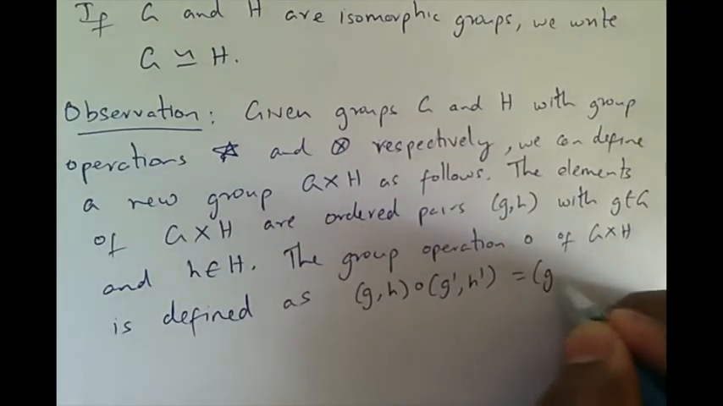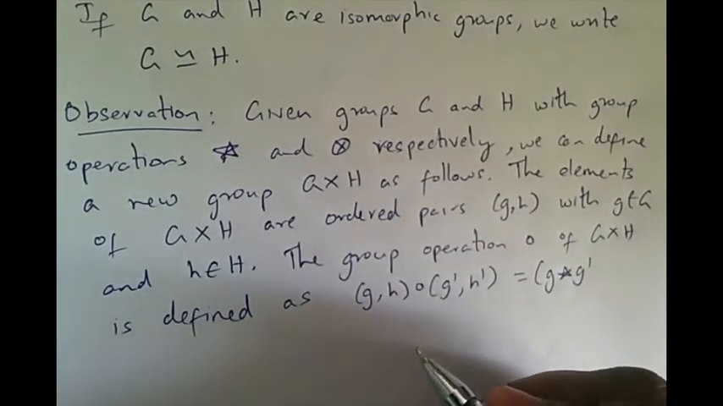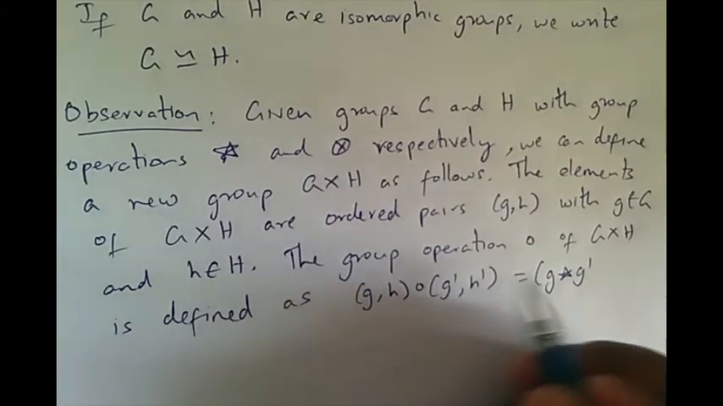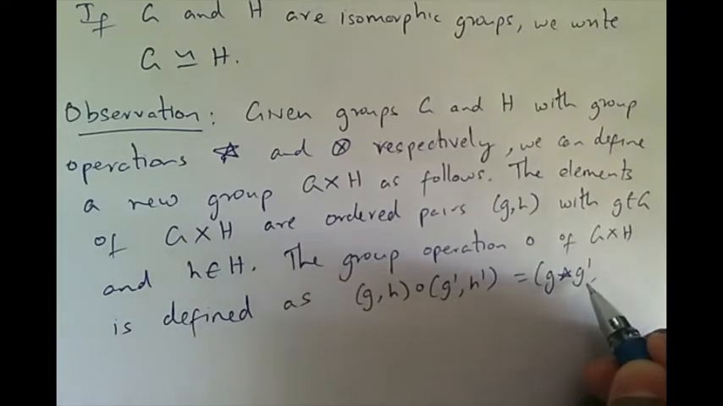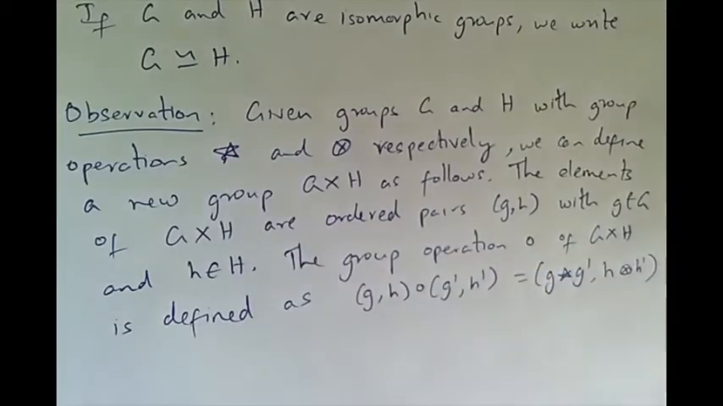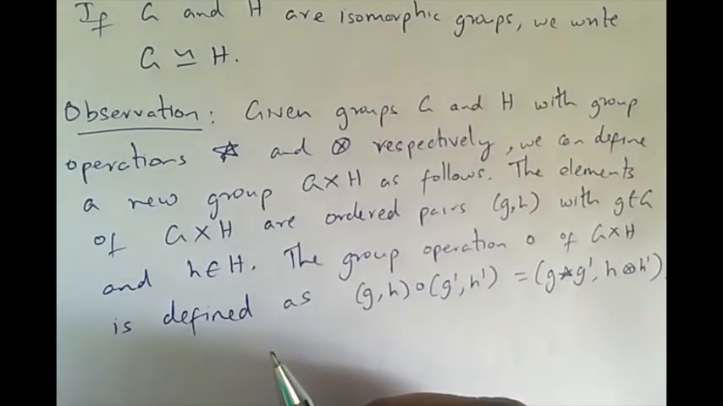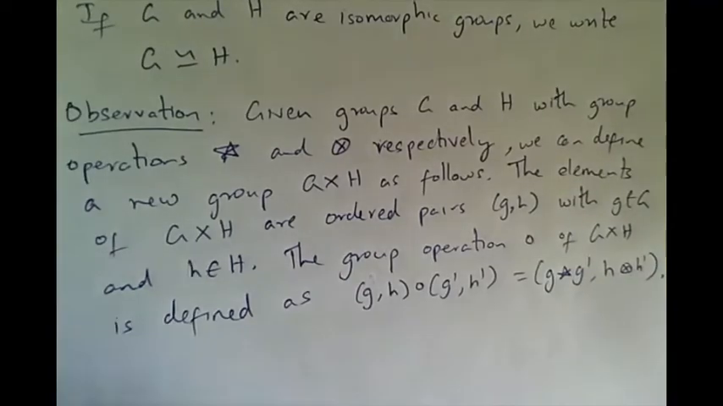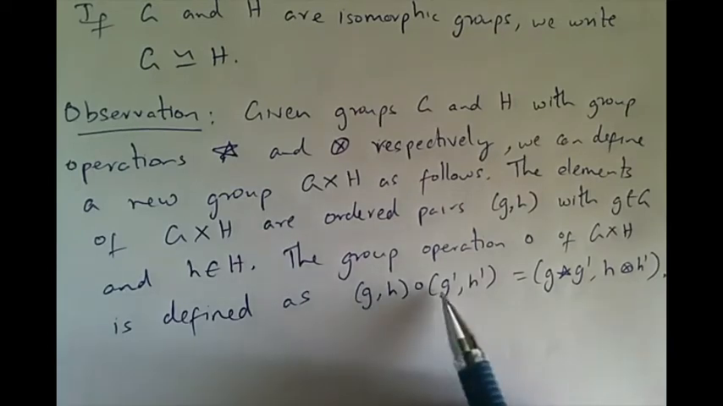equals (g star g', h O cross h'). So the first coordinates in these two ordered pairs are both from G, so star is defined on G. You just take the result of the binary operation between g and g', and then you take h O cross h' and put that as the second coordinate. So if you have two groups G and H, you can define a new group on the Cartesian product G cross H. And for the operation on G cross H to make sense, we just define it coordinate-wise.